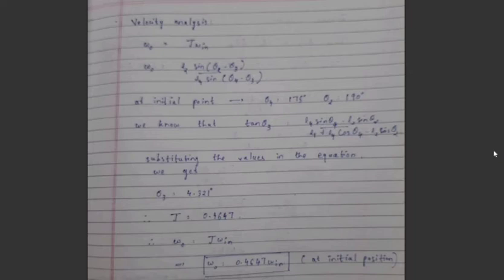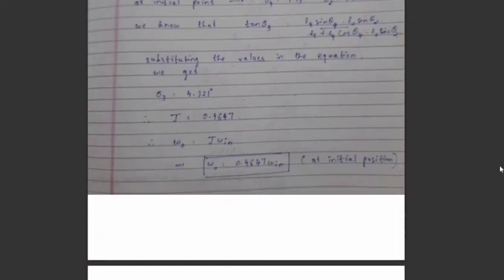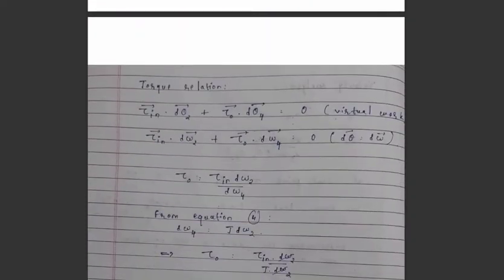We know that omega output is equal to Jacobian times omega input, and the Jacobian is dependent on L2, theta 2, theta 3, L4, and theta 4. We know the formula of theta 3, so we can get tan theta 3 and from that theta 3. So we have the value of the Jacobian. At our initial position, the value of omega output was equal to 0.4647 omega input.